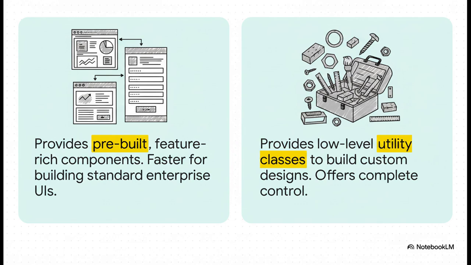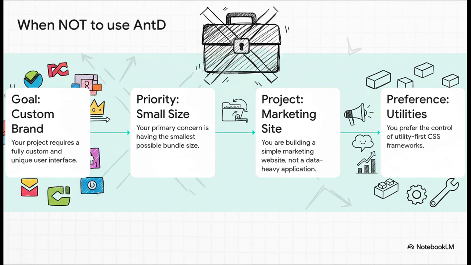Now, comparing it to Tailwind CSS isn't really about features, it's about philosophy. Think of it like this. Ant Design gives you a prefabricated kit. You get production-ready components to build standard UIs really, really fast. Tailwind, on the other hand, gives you a box of raw materials, low-level building blocks, to create something completely custom from scratch. And it's just as important to know when Ant Design is the wrong choice. If your main goal is a totally unique, custom-branded UI, or if you're building a simple marketing site where every kilobyte of bundle size counts, Ant-D is probably overkill. It's a heavy-duty tool, so you want to make sure you have a heavy-duty job for it.